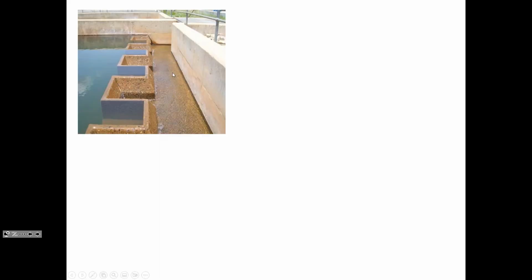Now, look at this configuration. Why do you suppose they would have, why not just have a straight line and have the water flowing over that straight line? Why this kind of sawtooth configuration? What do you suppose is the point of that?